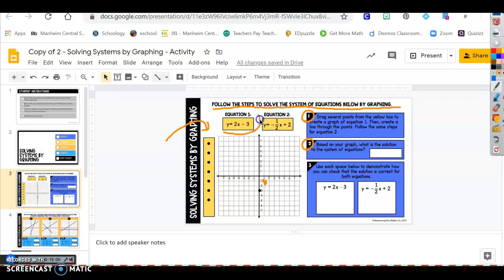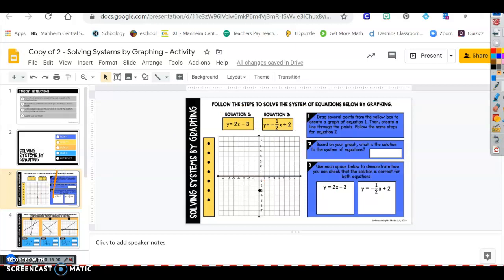Then it says, step number 2, based on the graph, what is the solution to the system of equations? So after you've graphed both of these lines, you want to tell me where they're crossing. This should be a point. X first, Y second, put it in parentheses, and that's what you're going to put in spot 2. Spot 3 says, demonstrate how you can check that the solution is correct. So think about how we checked the first example that I worked. You take your X and Y coordinates and put them in for the X and the Y in each of these equations, and you see if it makes a true statement. So that's how you will do slide number 1.